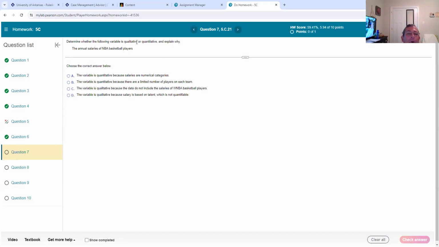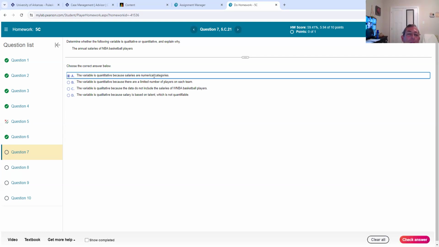And then what about this, qualitative or quantitative? The annual salaries of NBA basketball players. Well, now you are talking about some numbers, right? So A, quantitative, good job. So we either got A or B. And B don't even make sense. They're just worried about the annual salaries of NBA players on average. So that'd be A, right?